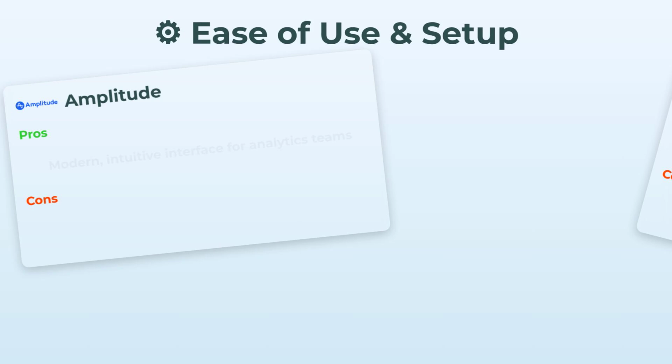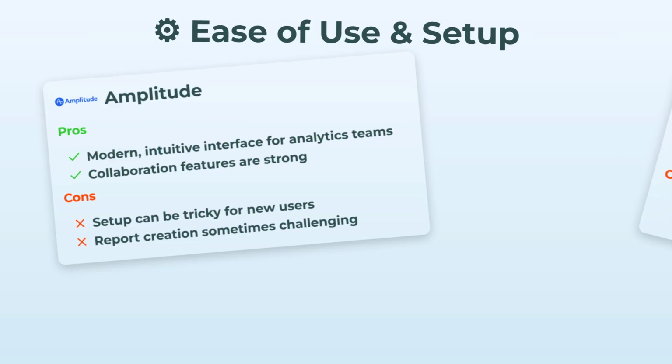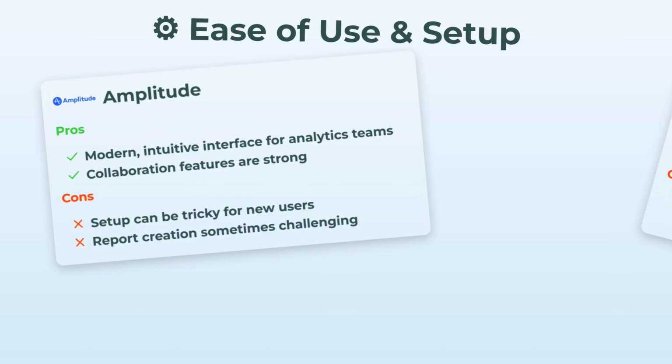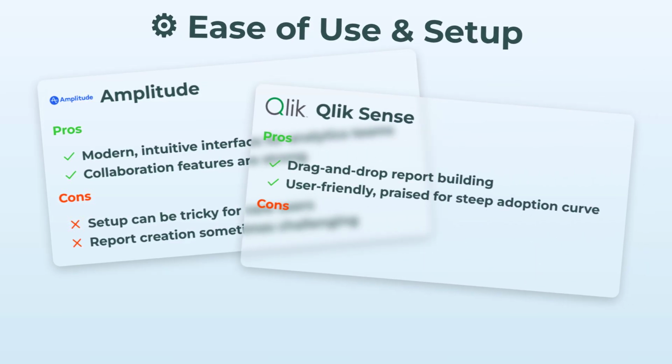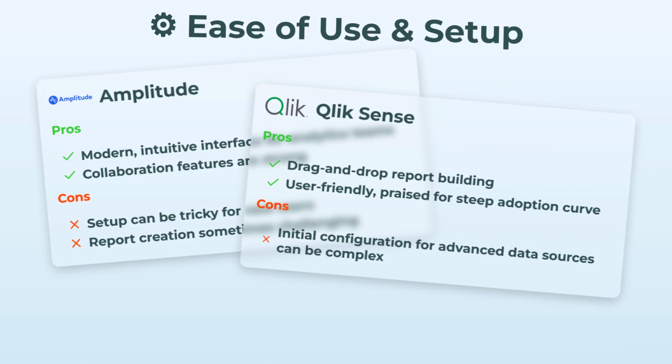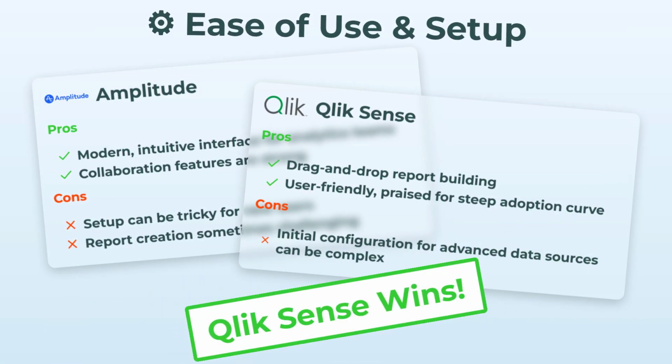Ease of use and setup. So Amplitude's got a slick, modern interface and collaboration tools, which analytics nerds love. But honestly, getting started can be a bit of a "where do I click now?" And building reports can make you sweat. Qlik Sense, though, drag and drop building, super user-friendly. And most people ramp up quick, even if hooking up those crazy data sources can get a bit technical. For overall ease, Qlik Sense wins.